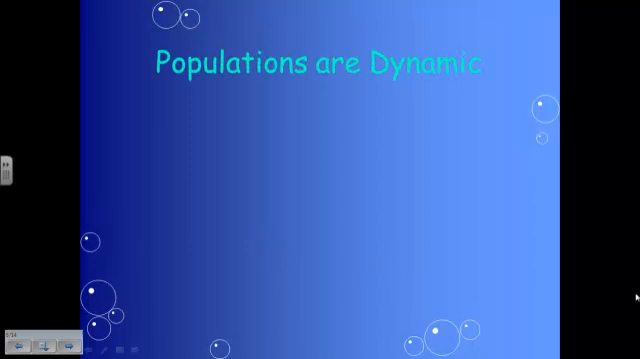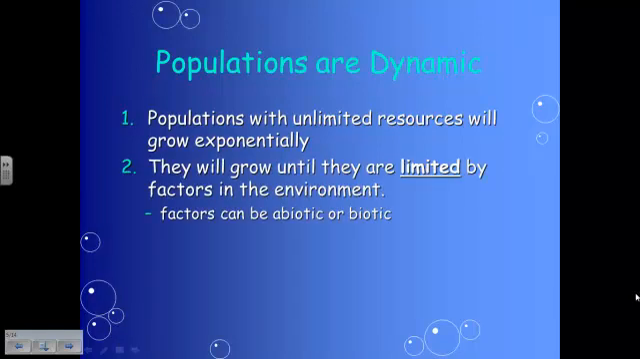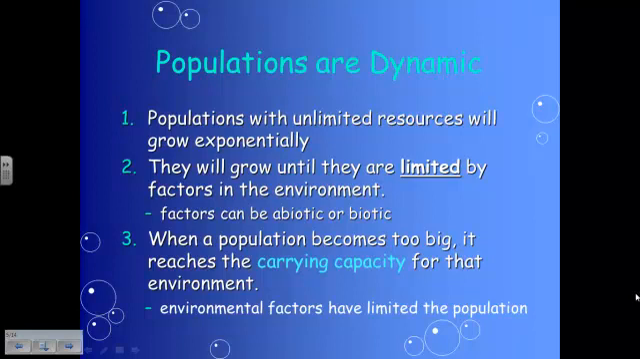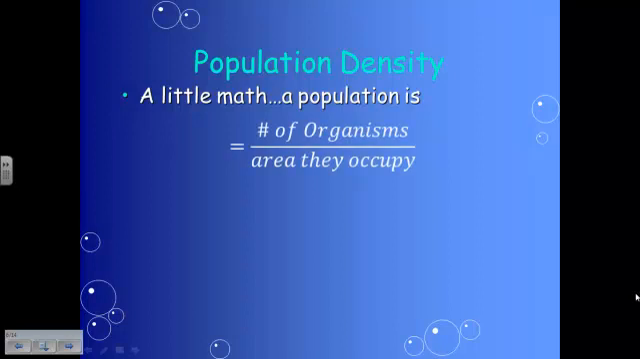So populations are quite dynamic. Populations with unlimited resources will grow exponentially. This is a given. They will grow until they are limited by factors in the environment, whether those factors are abiotic or biotic. And then when a population becomes too big, it reaches what we call the carrying capacity. Carrying capacity is all about environmental factors that can limit the population. In a population density, we find this by doing a little math. So a population density is defined mathematically by the number of organisms divided by the area that you occupy.